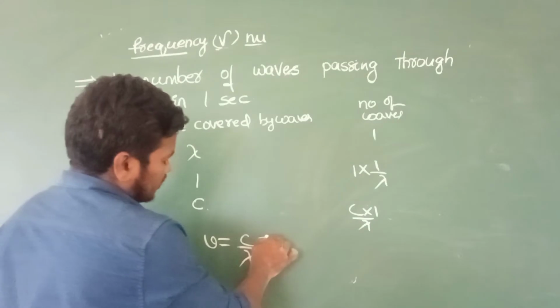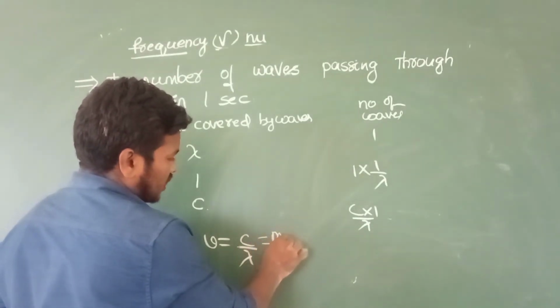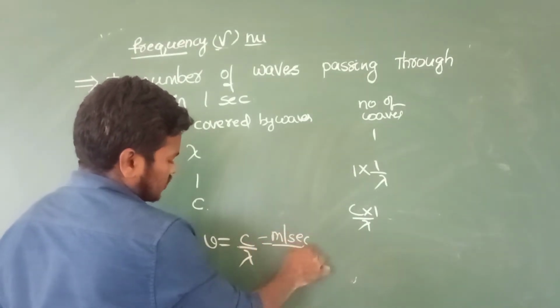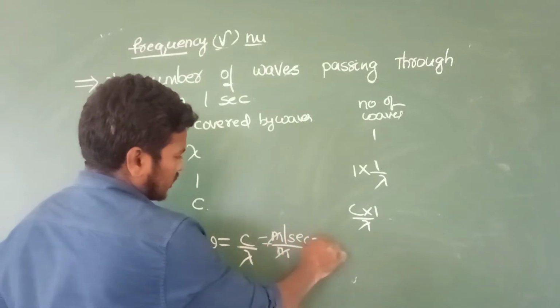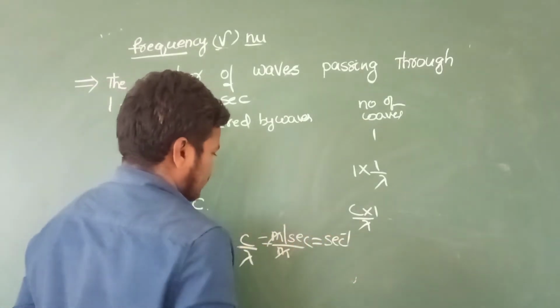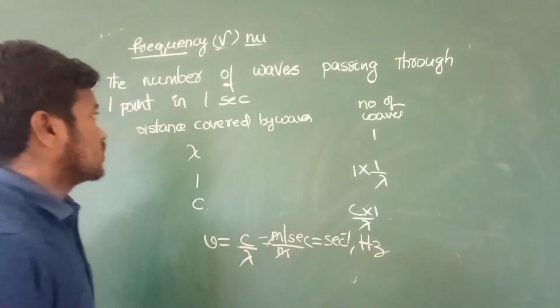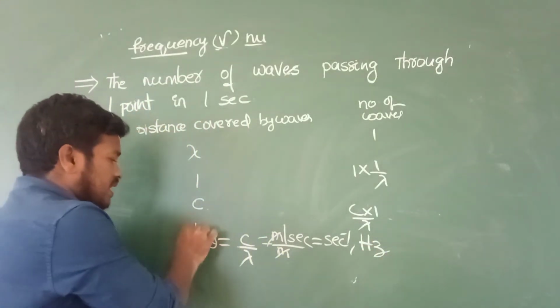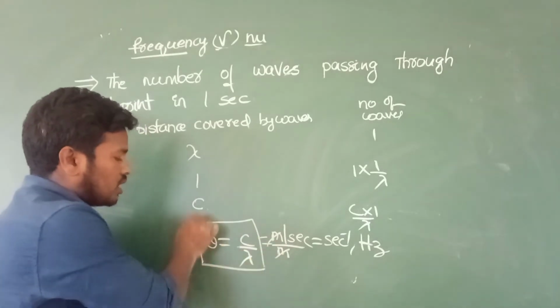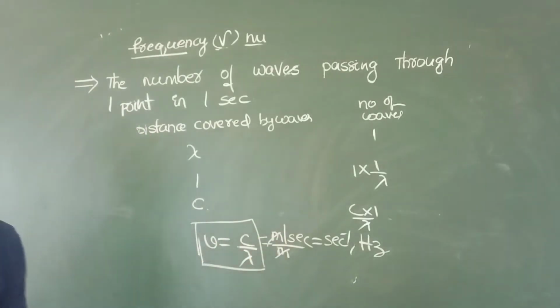C is the velocity of light in meter per second, and lambda is in meters. So the meters cancel and you get second inverse, or you can take it as hertz; you can go with that for frequency. So mu is equal to C by lambda. You have to remember this formula. Based on this only we will do some numericals.